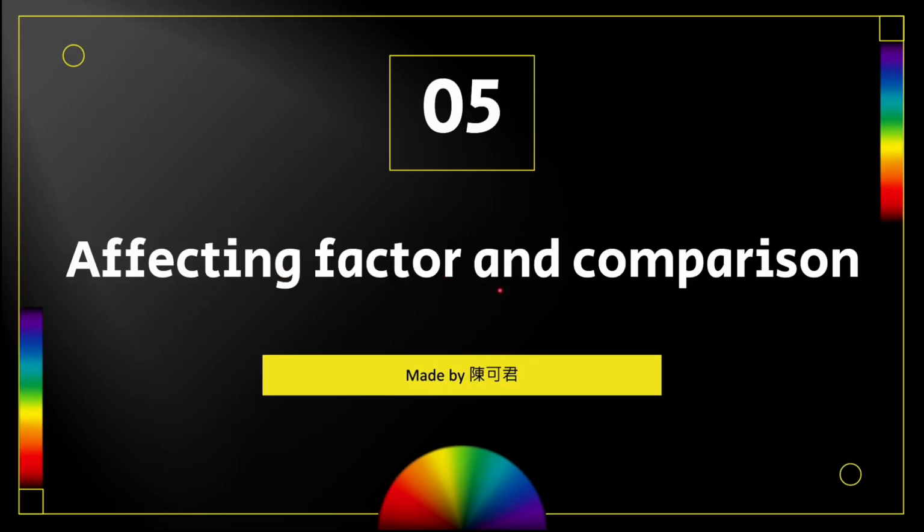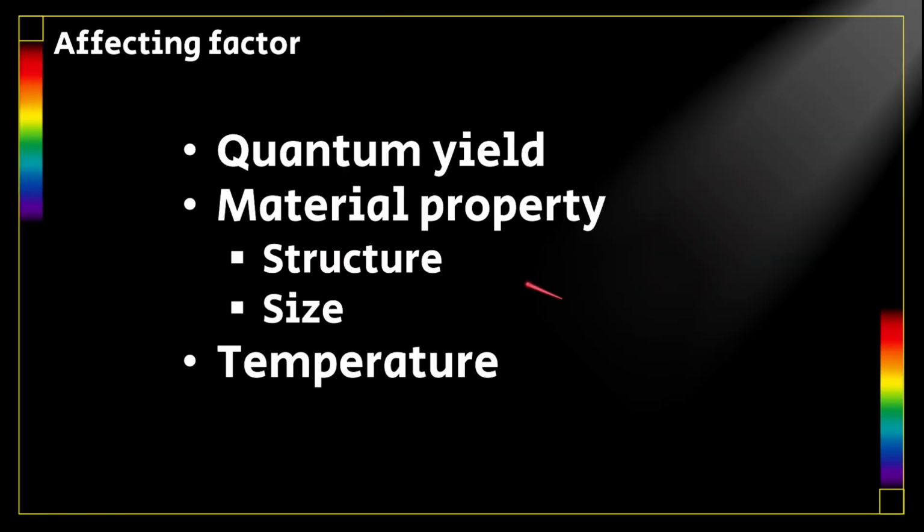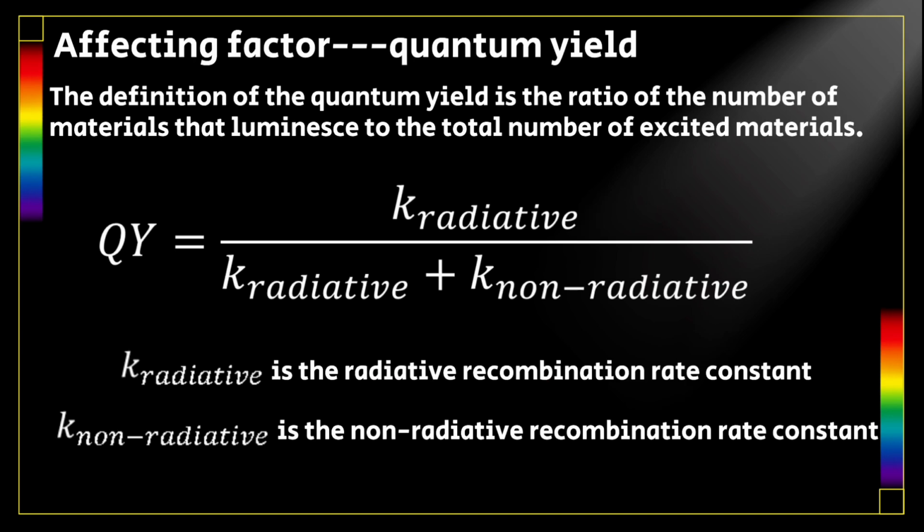Based on my partner's explanation, I believe everyone now understands more clearly the fundamental concept of PL and the basic analytical methods. In my section, I will introduce the affecting factors and the comparison between PL and UV-vis absorption. And this one is about the affecting factors. I will introduce three parts: quantum yield, material property, and temperature. And the first part is about the quantum yield.